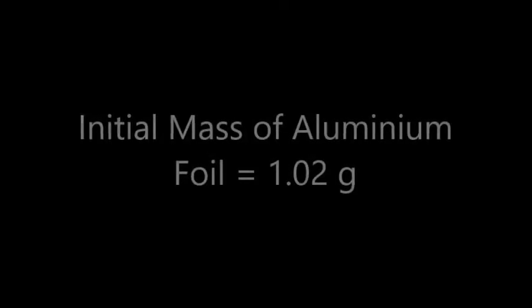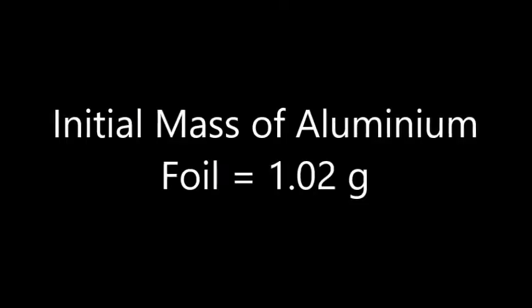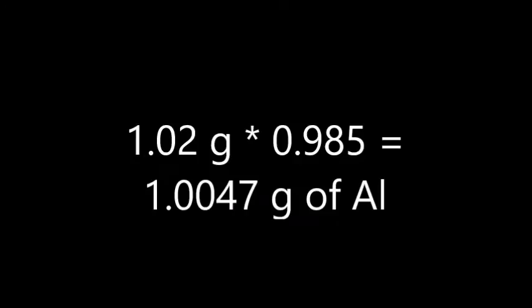First, you need to know the total initial mass of the aluminum we used, which was 1.02 grams of aluminum. Then, we multiplied that by 0.985, because aluminum foil is only actually 98.5% actual aluminum. From that, we gathered that there are 1.0047 grams of aluminum in aluminum foil. Then, we figured out the actual mass of alum that we gathered, which is 17.84 grams.